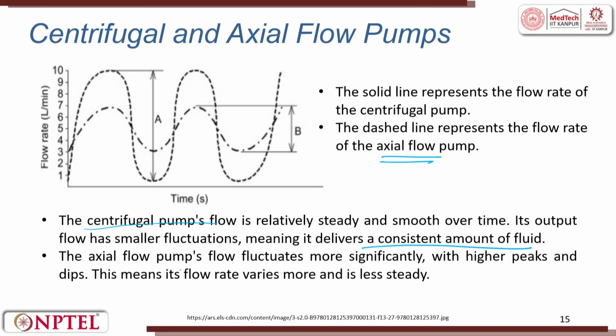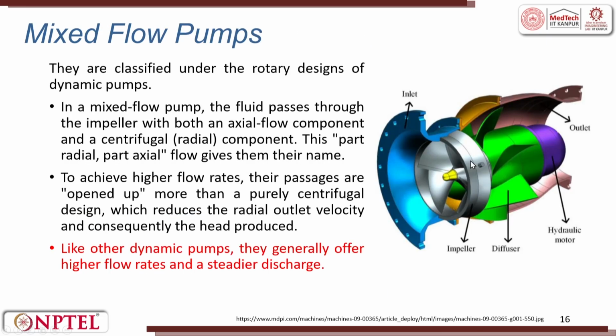The axial flow pumps show a huge fluctuation, which is significant, showing that it can go to higher peaks in the flow rate, but it will also dip. This means the flow rate varies more and is less steady. You see the magnitude of A is very large. The flow rate at a given time can go high and low, but in the centrifugal pump, though it is sinusoidal, the magnitude of fluctuations is very low.